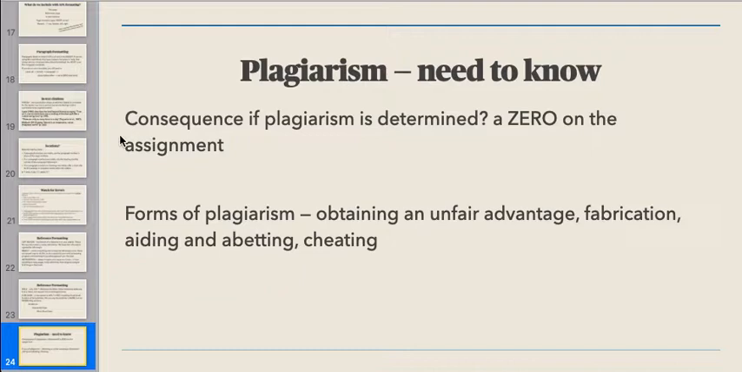So a consequence of plagiarism being determined is a 0 on the assignment. Some of those forms of plagiarism are things like obtaining an unfair advantage, fabrication, which obviously is pretty much the same as cheating or lying, or aiding and abetting. I remember years ago where a person said, well, could you just write that paper for me? And I would be aiding and abetting plagiarism if I did that. It was absolutely shocking to me that they would say that aloud. But stress and anxiety and fear can often lead to those kinds of reactions.